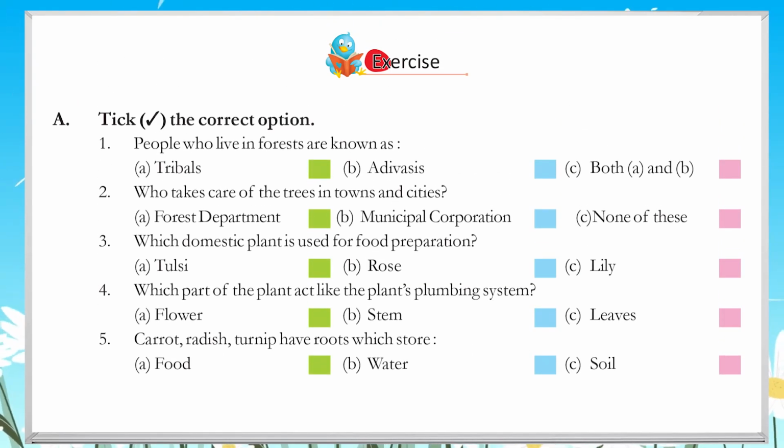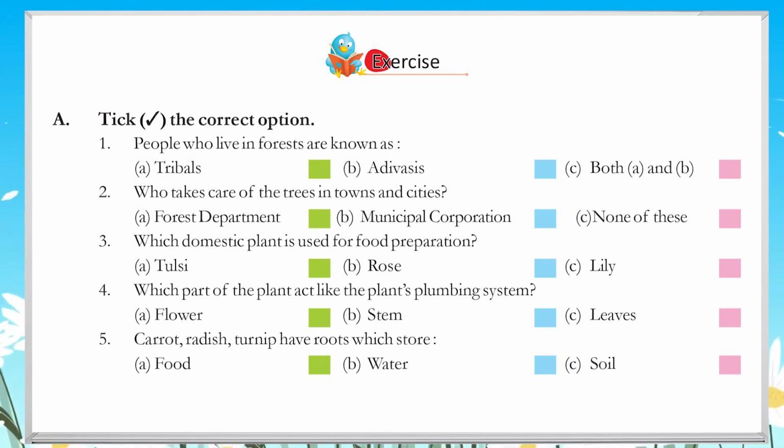Exercise. A. Tick the correct option. 1. People who live in forests are known as A. Tribals, B. Adivasis, C. Both A and B. 2. Who takes care of the trees in towns and cities? A. Forest Department, B. Municipal Corporation, C. None of these. 3. Which domestic plant is used for food preparation? A. Tulsi, B. Rose, C. Lily.